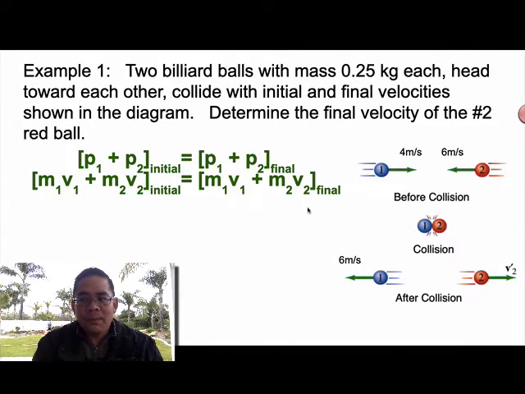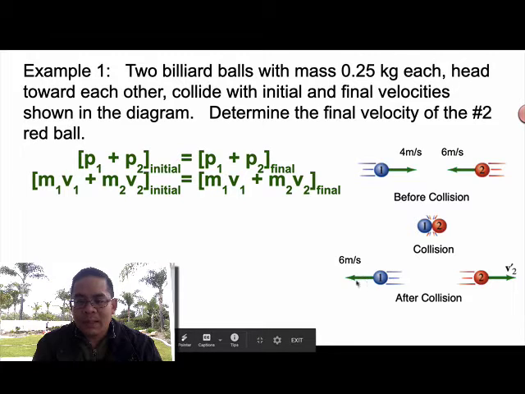Our first example has two billiard balls with mass 0.25 kilograms each. Here's one and there's two. They head towards each other and collide, with initial and final velocities shown in the diagram. Our job is to determine the final velocity of the number 2 red ball. It's 4 meters per second here, 6 meters per second pointing in the opposite direction. After the collision we get 6 pointing in the opposite direction, and this one is going to be unknown.